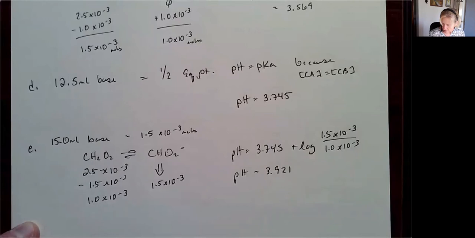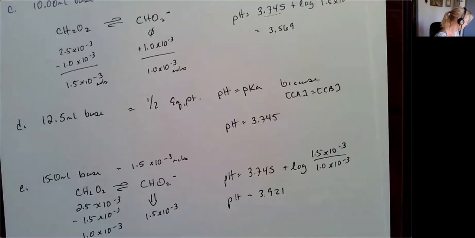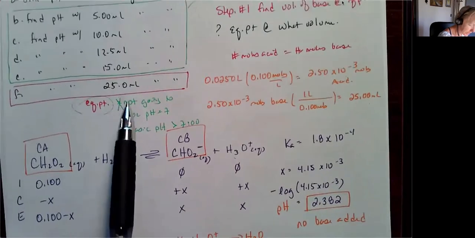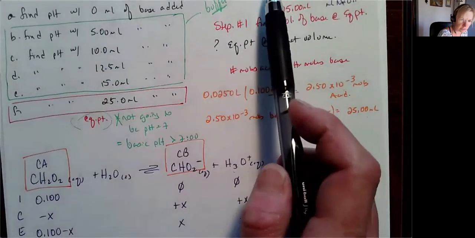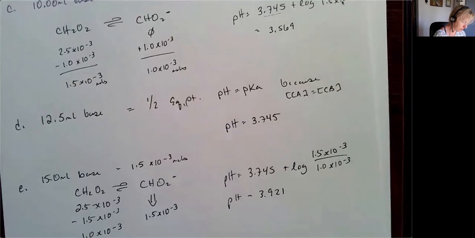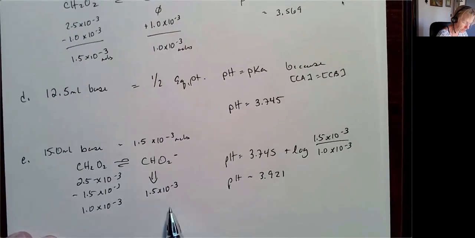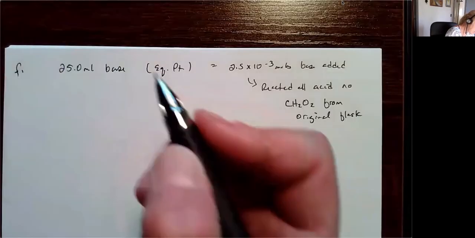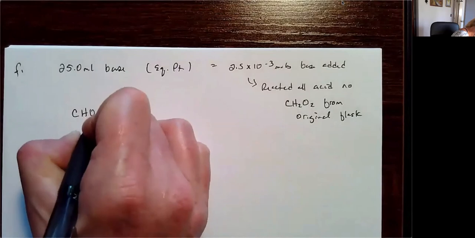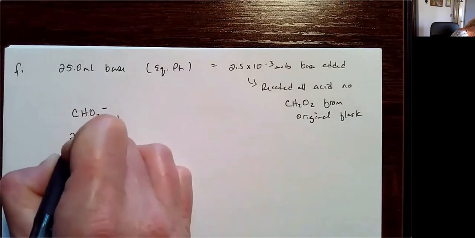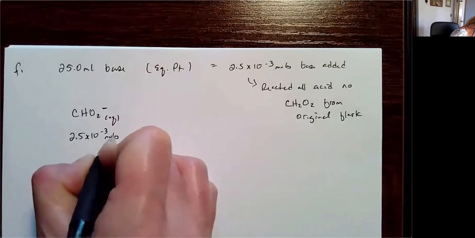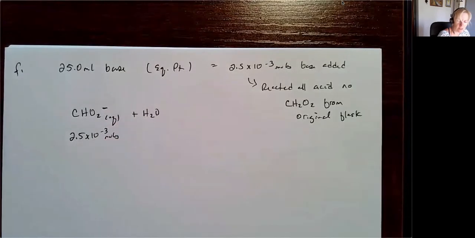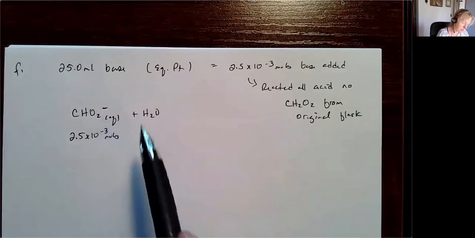The next addition of base that I have on my list here is going to be at the equivalence point. And there something unique happens. All of my acid has reacted and turned into conjugate base. So at the equivalence point at 25 mils, I'm going to have 0 of this, and I'm going to have 2.5 times 10 to the minus 3 moles of this. So that means that I just have CHO2 minus, and I have 2.5 times 10 to the minus 3 moles of that in water. That's all that I have in water, because at the equivalence point I've just added in enough base.